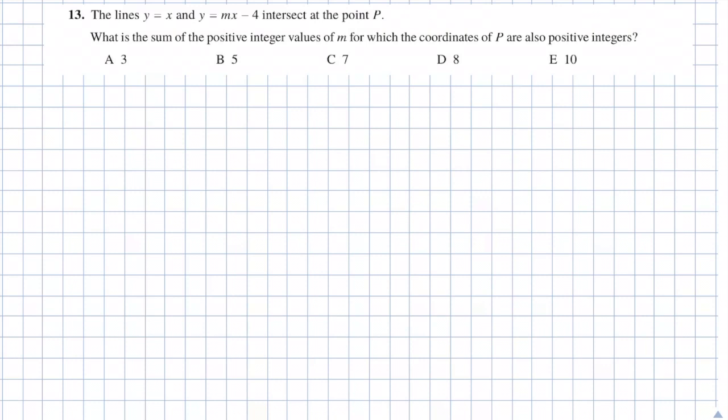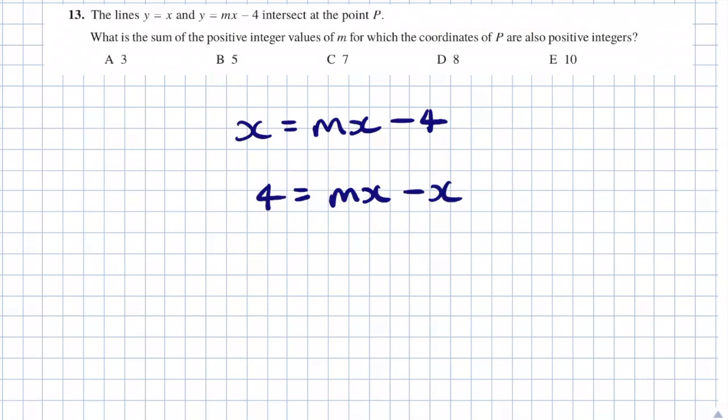Okay, so we know that both of the equations of these lines are going to intersect when the two equations are equal to each other. So because they're both in the form y equals, we can say that x is equal to mx minus 4. If we bring the 4 over to the left-hand side and bring the x over to the right-hand side, we're going to get 4 equals mx minus x. And then what we can do on the right-hand side is factorise out x. So we get 4 is equal to x, all multiplied by m minus 1.